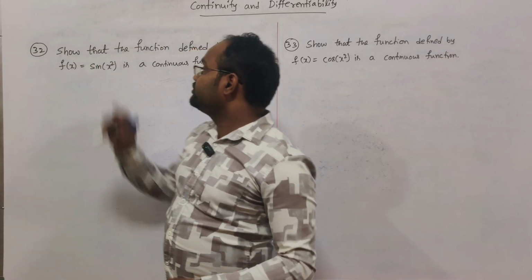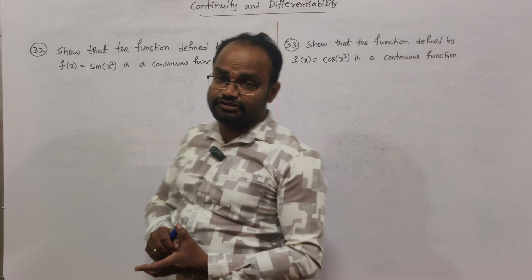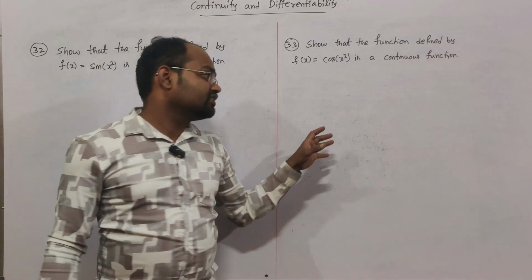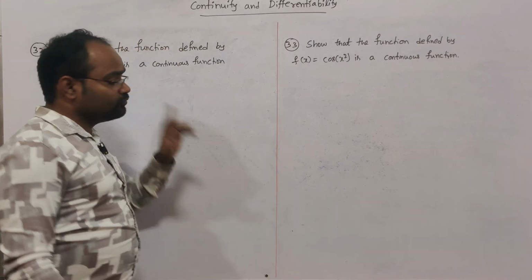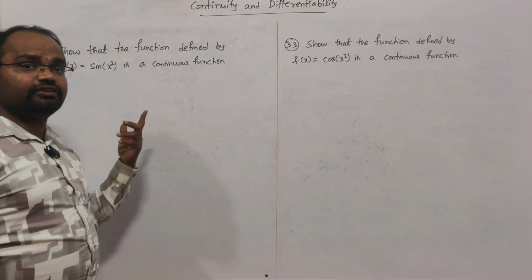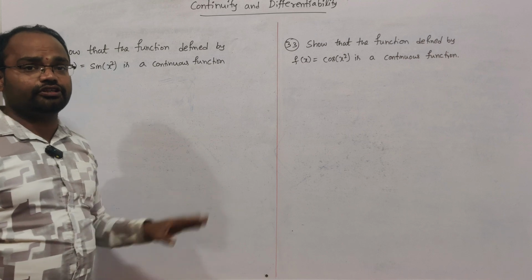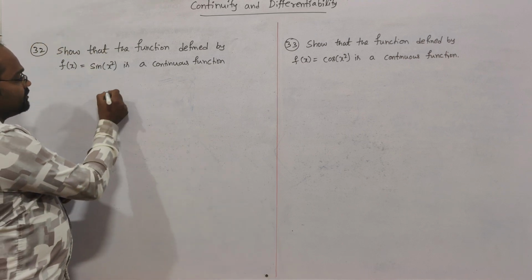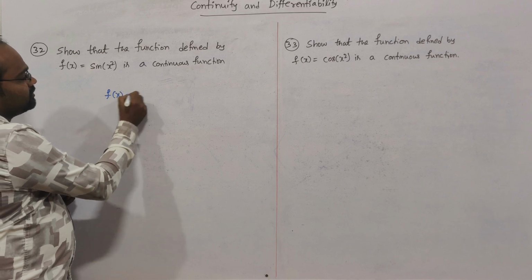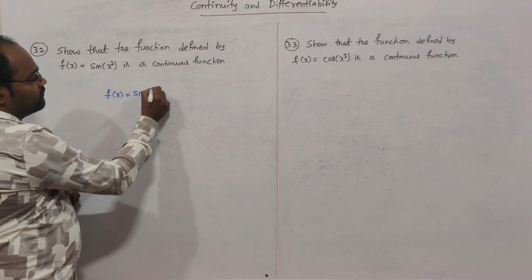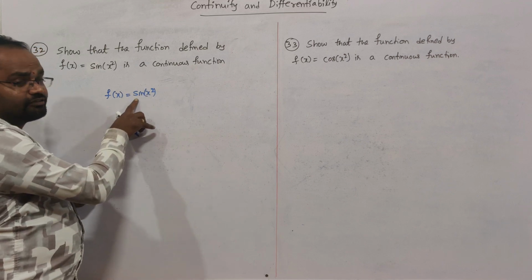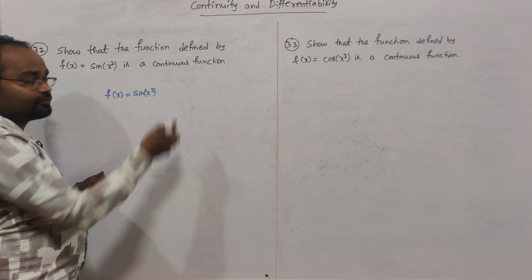Okay, next, show that the function defined by f of x is equal to sin of x square is a continuous function. So as we discussed, if two functions f and g are continuous then f composition g is also continuous. Using the same logic, let us prove it. f of x is equal to sin of x square is given. Obviously this is a composition of two functions, one function is sin, the other is the x square function.